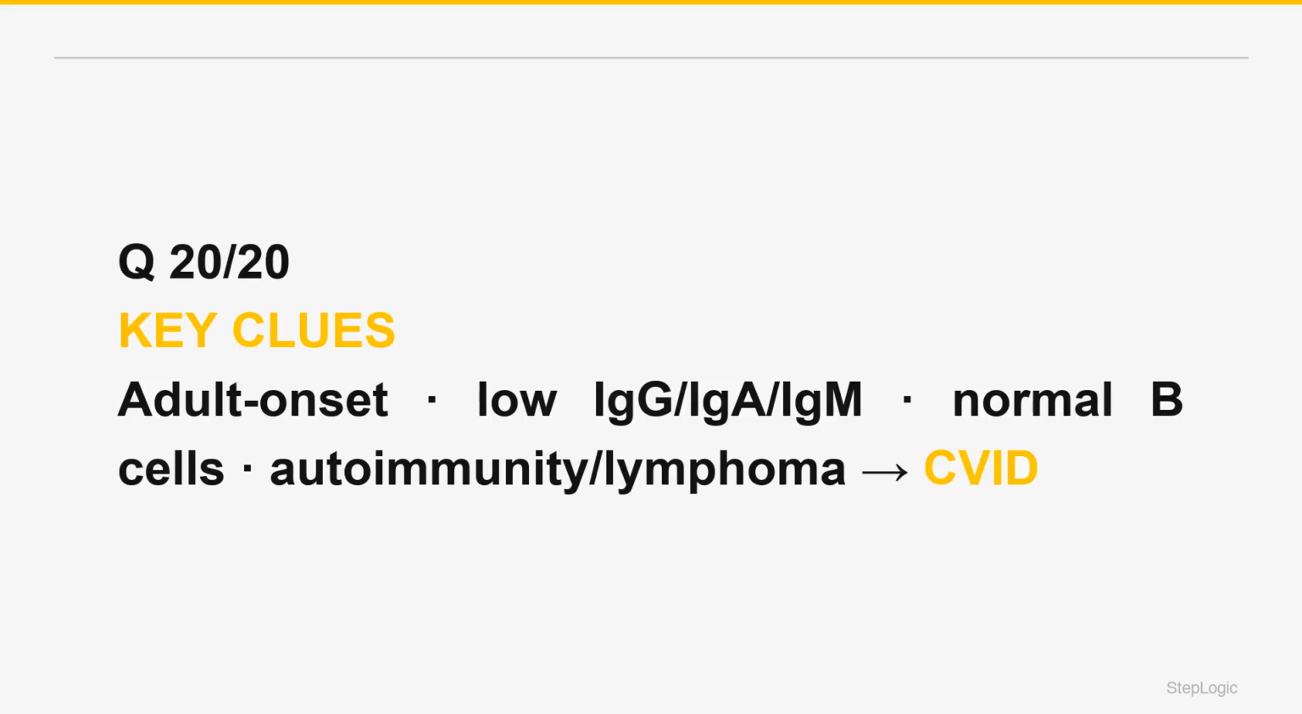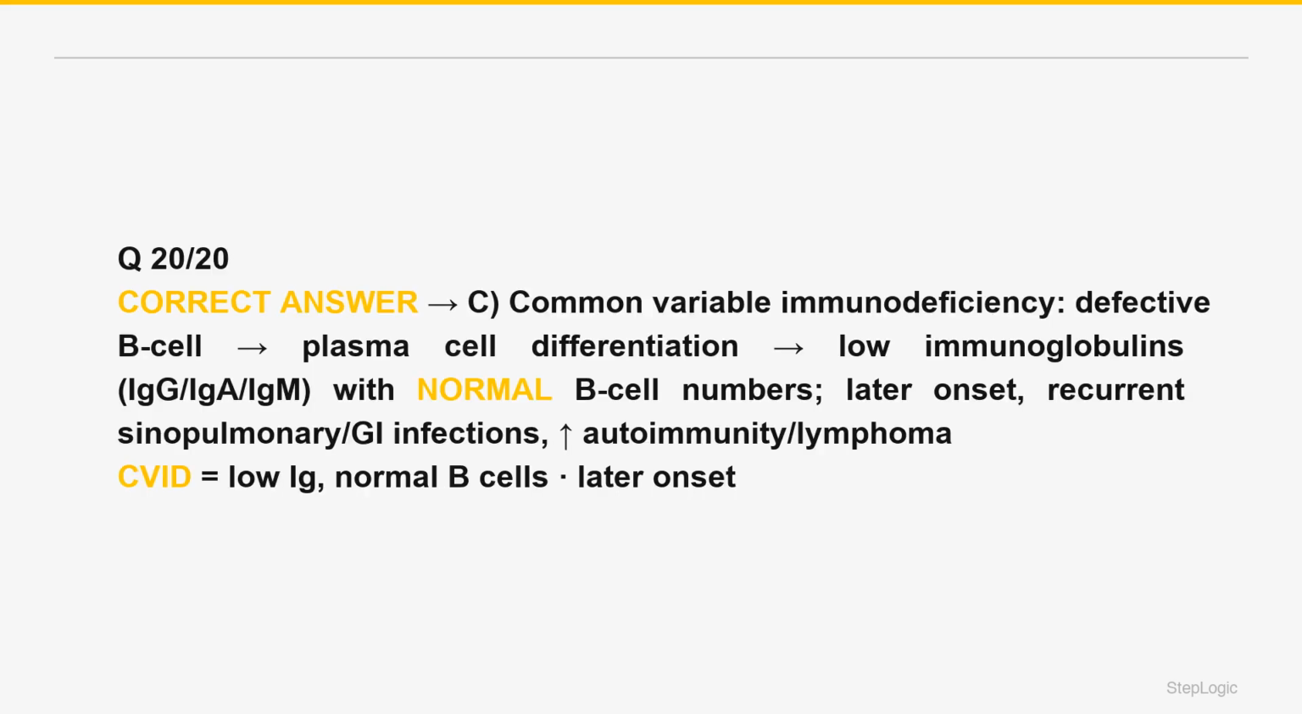This is common variable immunodeficiency, CVID, the most common symptomatic primary antibody deficiency in adults. The defect is in B cell differentiation. B cells are present in normal or near normal numbers, but they fail to mature into antibody-secreting plasma cells, so the patient has low levels of multiple immunoglobulin classes, low IgG and usually low IgA and/or IgM, a hypogammaglobulinemia. The correct answer is C.